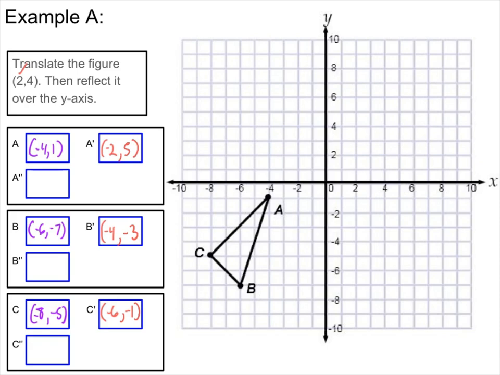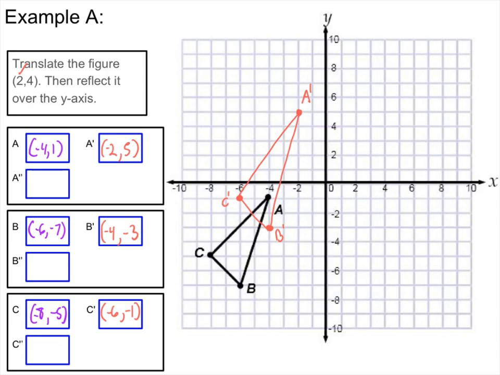So now I'm going to plot those points and label them on my graph A prime, B prime, C prime. So I've got my -2, +5, -4, -3, and -6, -1. So now that I've got those points plotted, I'm going to label them A prime, B prime, C prime. And I'm going to connect them together to make a decent looking triangle. The next thing I'm going to be doing is a reflection over the y-axis.